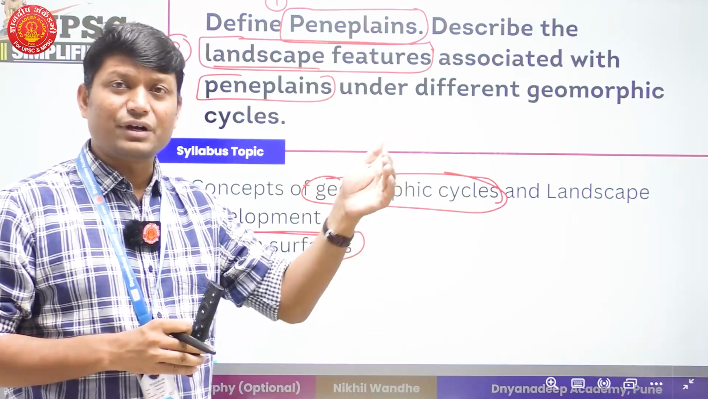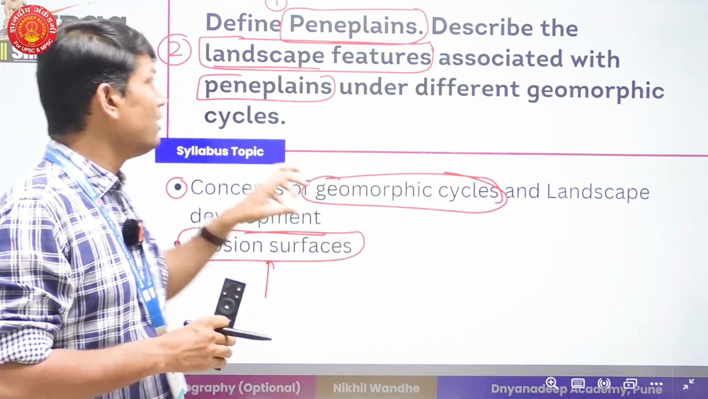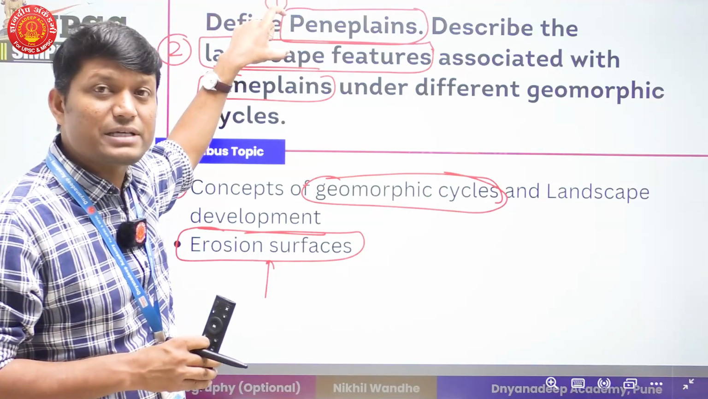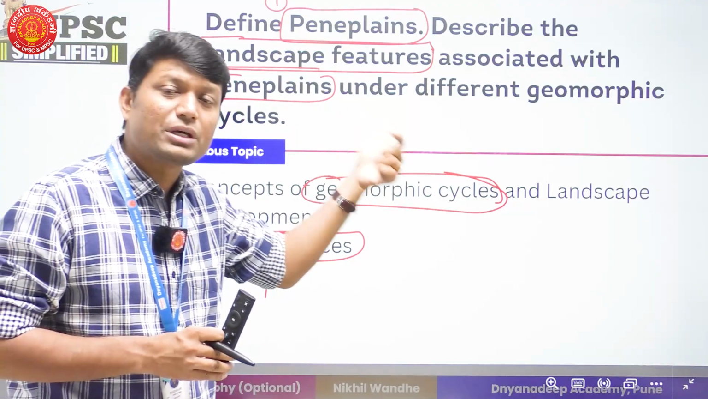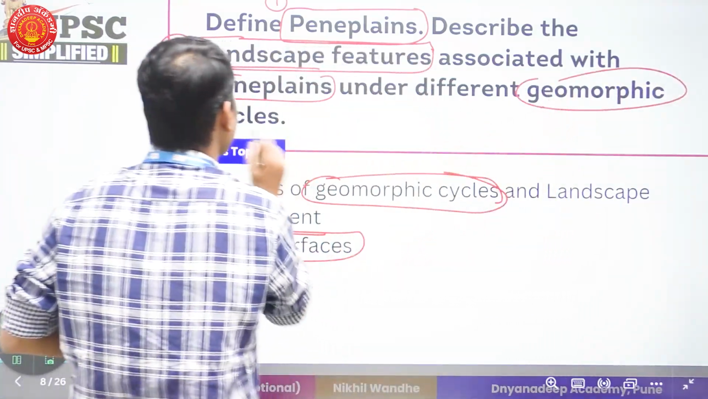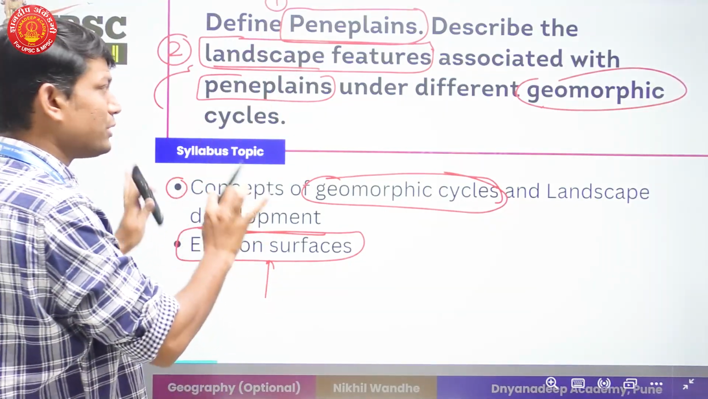Okay, there are different geomorphic cycles, and in each geomorphic cycle we have different types of erosional surface. At the same time, we have different types of landscape which have formed in that particular cycle, right? So we have to talk about the different geomorphic cycles, the landscape and the peneplain. Fine. So that is the scope of this particular question.